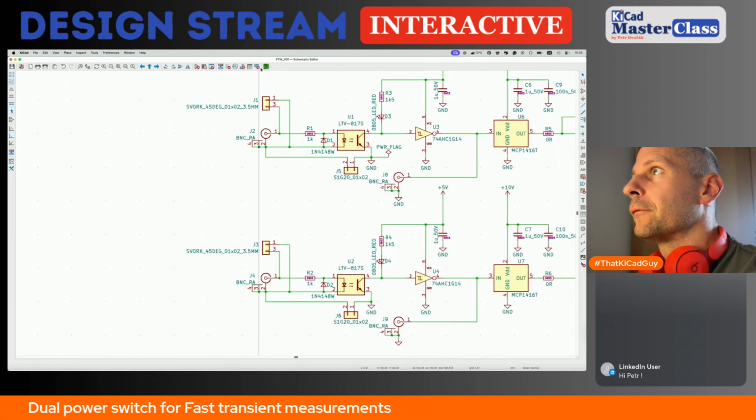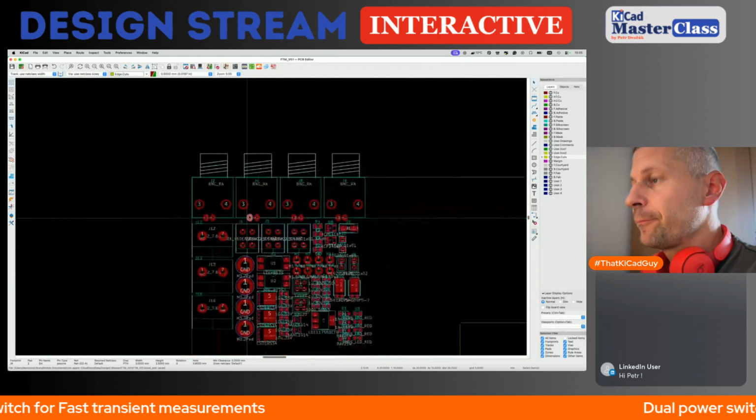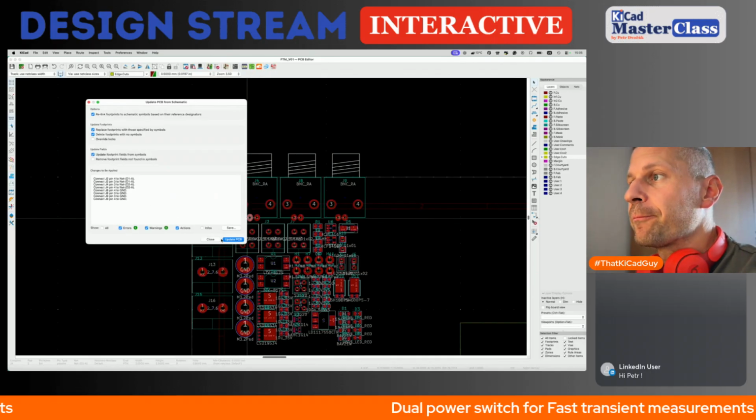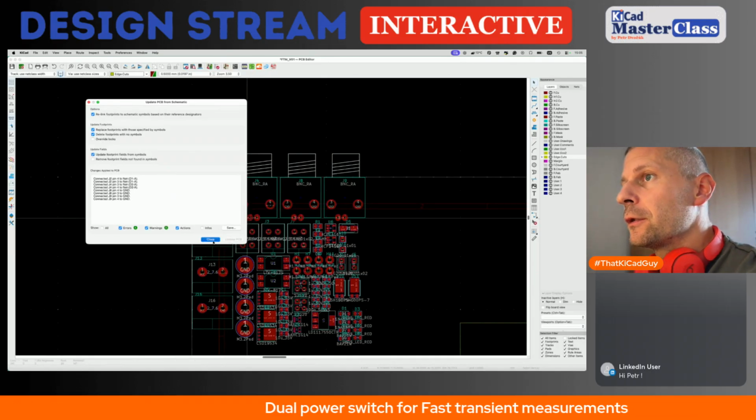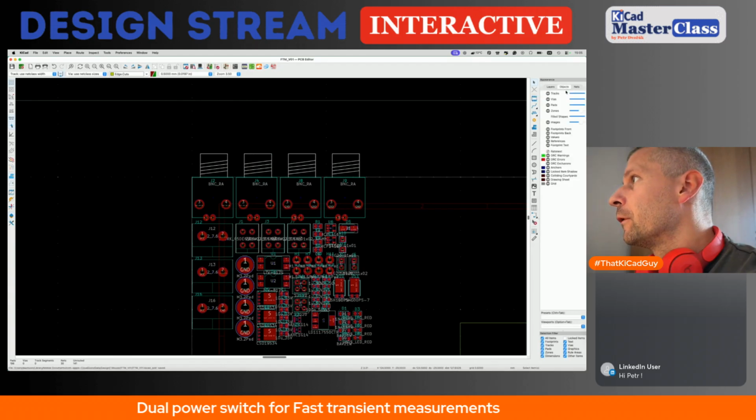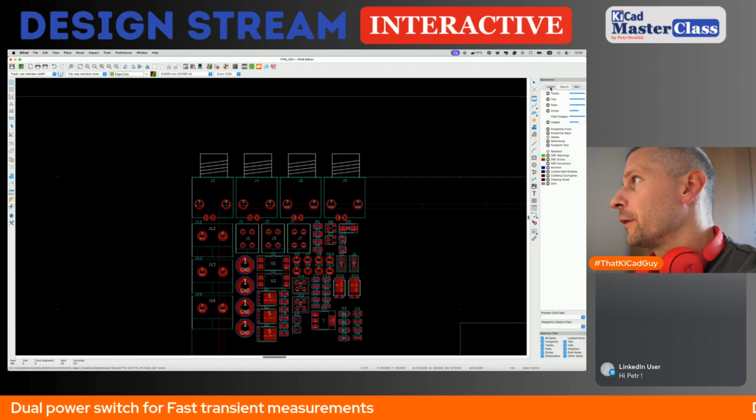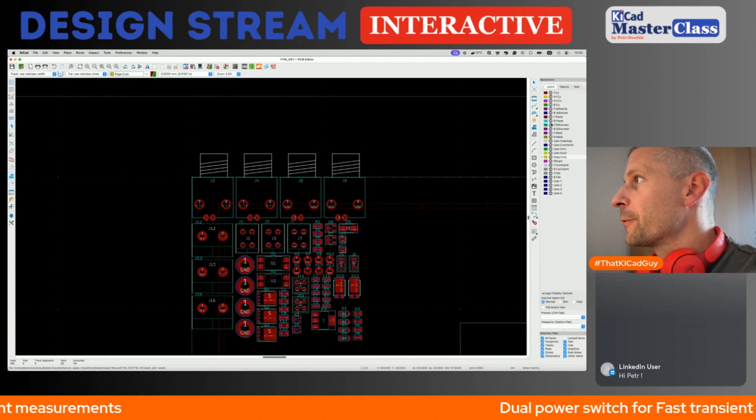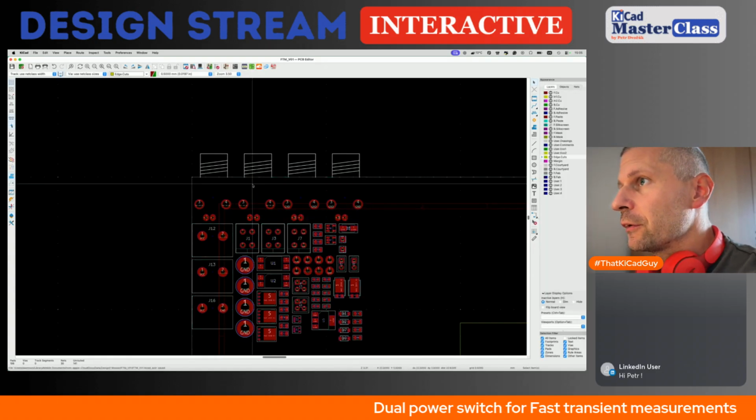Okay, let's update the PCB. There shouldn't be any warnings. Yes, all warnings were solved. So, disabling or making invisible the values. Select the screen we don't need.